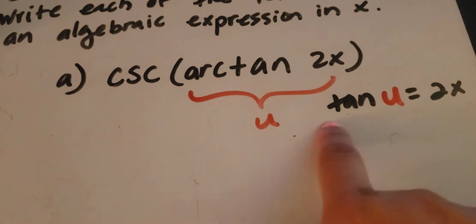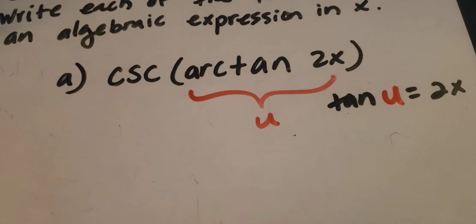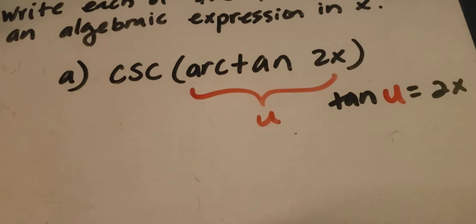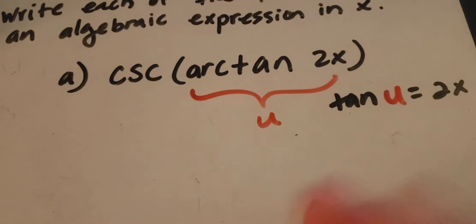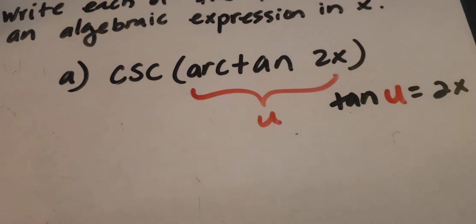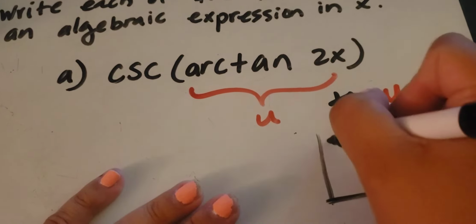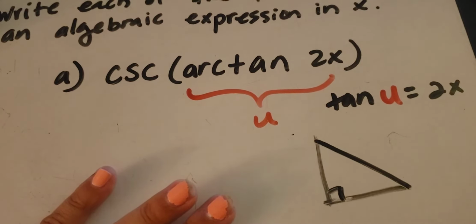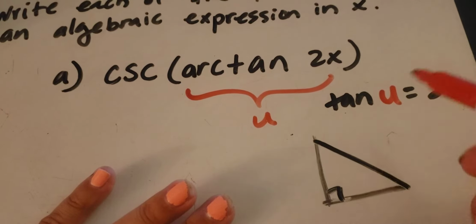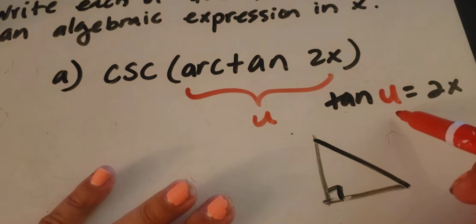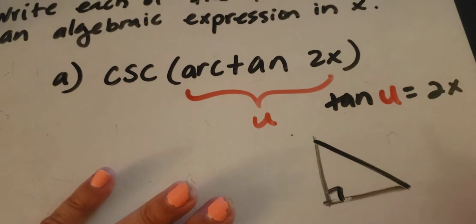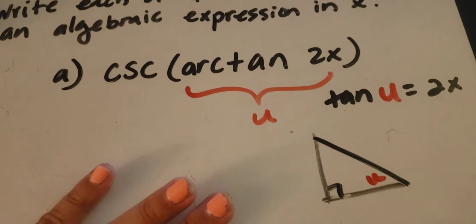So now that I have this, I'm going to do the same thing as far as drawing a triangle. But now I don't have to worry about quadrants because this is an expression, so I wouldn't know where that's at. I don't know if it's positive or negative. So we just draw a regular old right triangle. I don't care how you draw it. Your angle of reference has to be u, and remember u is always an acute angle, so it could be here, it could be here, it doesn't matter. So we'll just write it there.